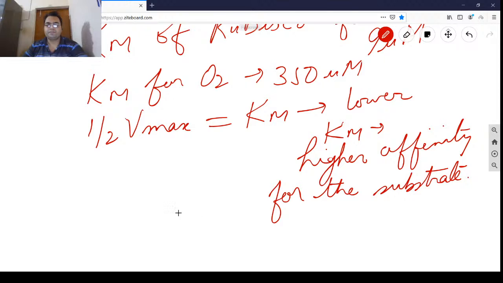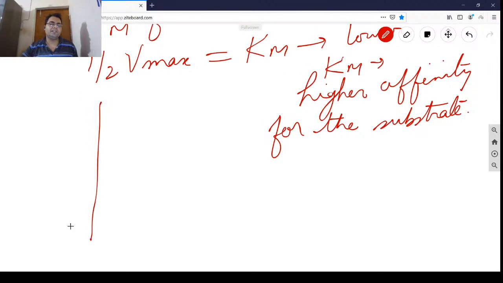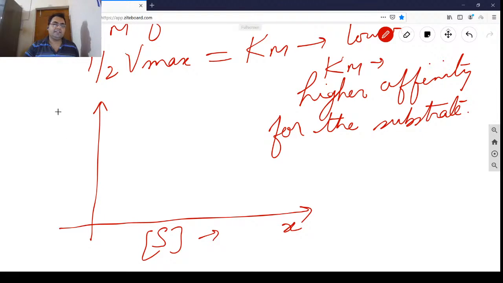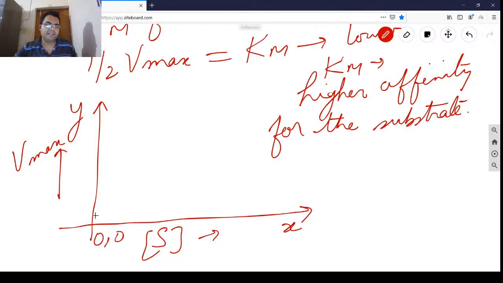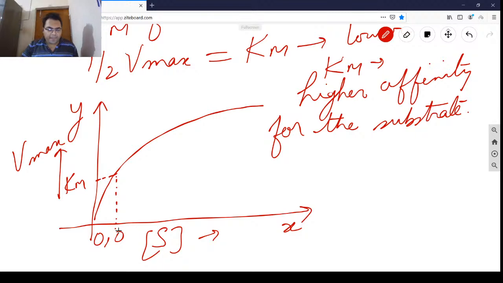So I had explained to you this graph also: substrate concentration on the x-axis, and Vmax. This is the Km value. This is the substrate concentration, and this concentration means very little substrate is needed to fill up or accommodate half of the enzyme's active sites. That means it is able to bind quickly.